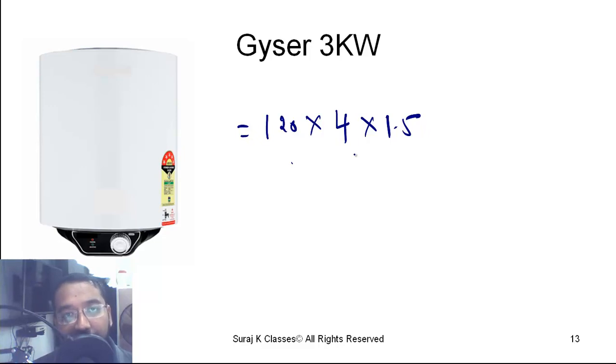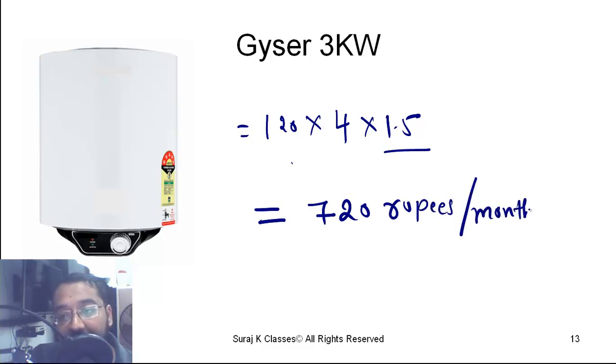But a geyser is not used only for bathing. Your family may use it for other applications like washing utensils, washing clothes, maybe many other applications. Or it may happen that on many days you are bathing 2 times, or one person in your family is bathing 2 times. That's why I'm putting a correction factor of 1.5 here. Let's calculate 120 into 4 into 1.5. This gives 720 rupees per month. This is my light bill for a family of 4 persons.